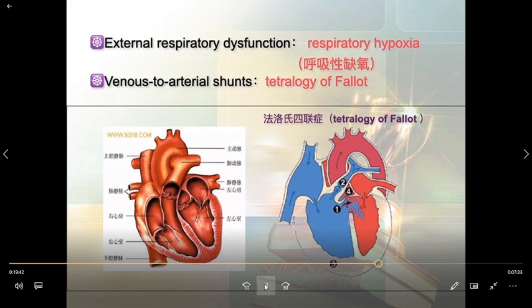External respiration dysfunction, we call it. As you have seen, we have 8 names for 4 types of hypoxia already. And here we get more according to the reasons. External respiratory dysfunction can lead to respiratory hypoxia and venous arterial shunts, especially the congenital disease, Tetralogy of Fallot.